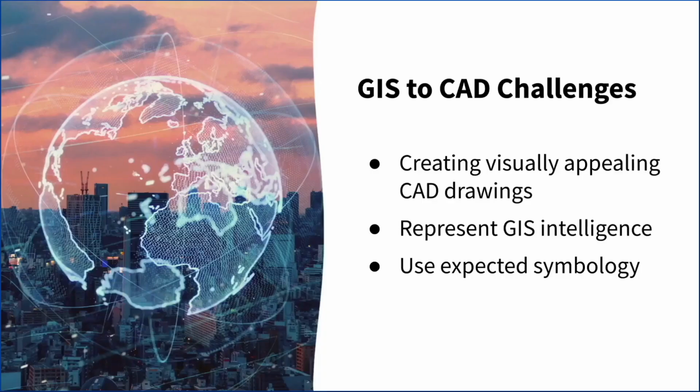The challenges when you're going GIS to CAD are definitely different than those when you go the other direction. The key thing is that you need to create visually appealing CAD drawings that are in the language or the specification of your CAD technicians and your CAD audience. Somehow you want to represent the GIS intelligence that's there and use the symbology, the styling, the symbols, the conventions, the layer naming that your consumers want. Fortunately, it's fairly easy to set these up using FME.